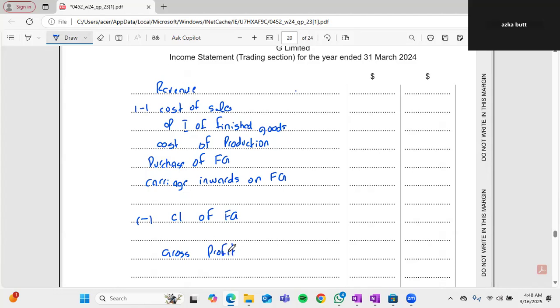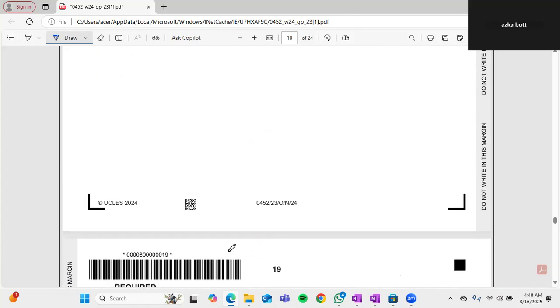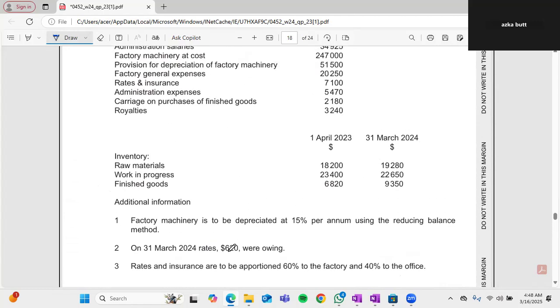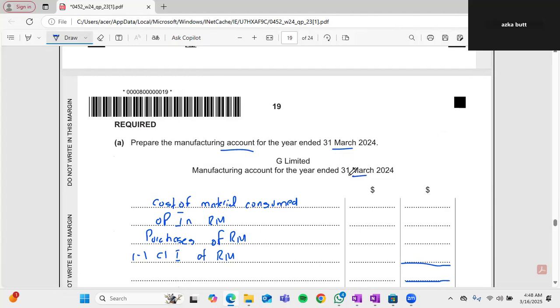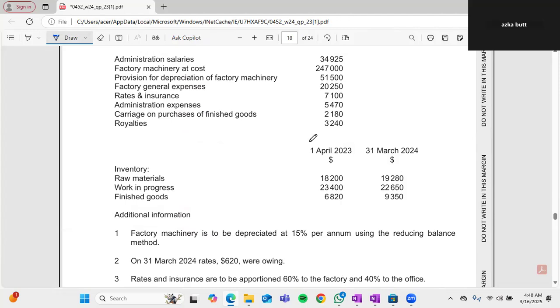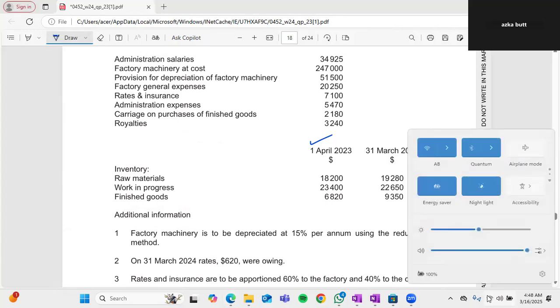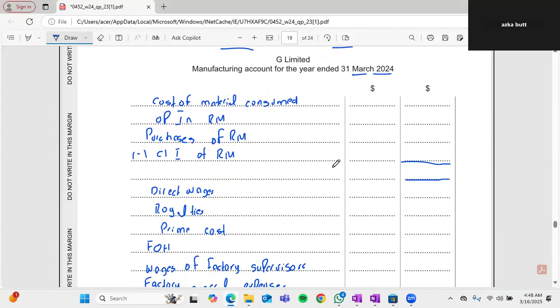So we just made the whole format. Now it's very easy for us to calculate. First of all, we have to find out the opening inventory for raw material. You have to prepare this manufacturing account for the year ended 31st March 2024. So what will be the year start? Of course, this is 1 April 2023. As you can see, there's an inventory for the raw material, which is 18,200. So we have to write 18,200 here.